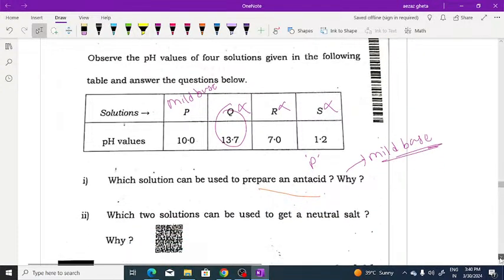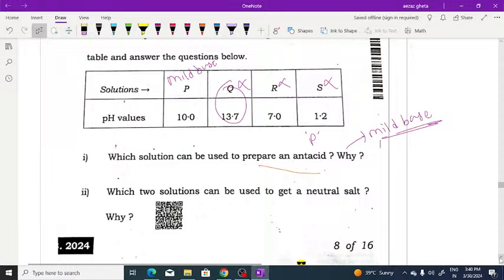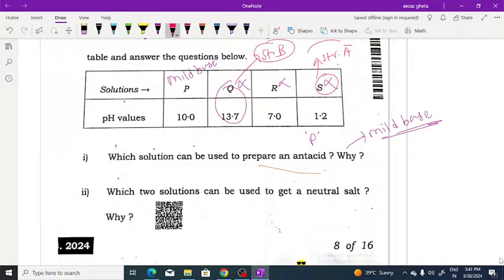How many wrote P only? Which two solutions can be used to get a neutral salt? A neutral salt will form when a strong acid and a strong base react. S is a strong acid because its pH is less than 7, and Q is a strong base. So S and Q will give you a neutral salt. The reason is that a strong acid plus a strong base react to form a neutral salt. Hope you all understood.